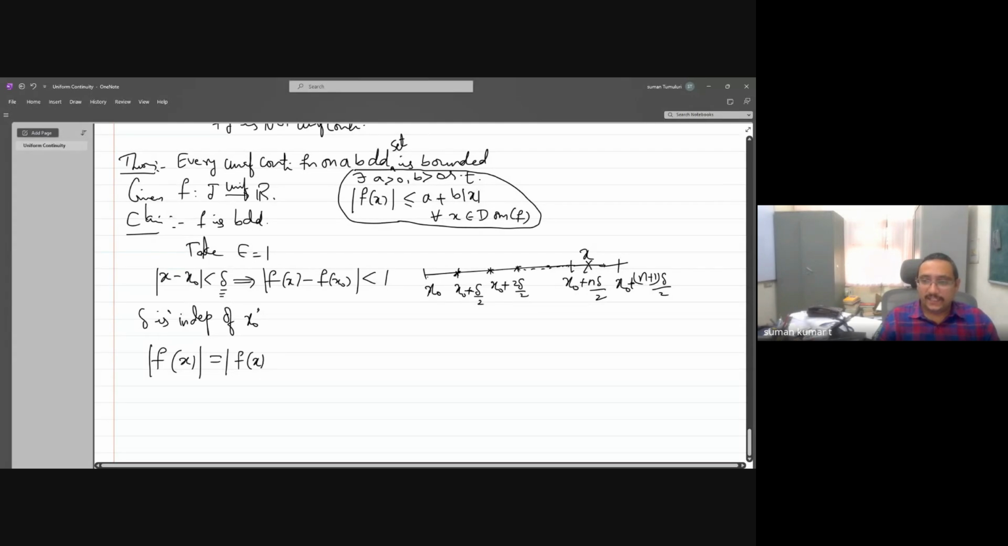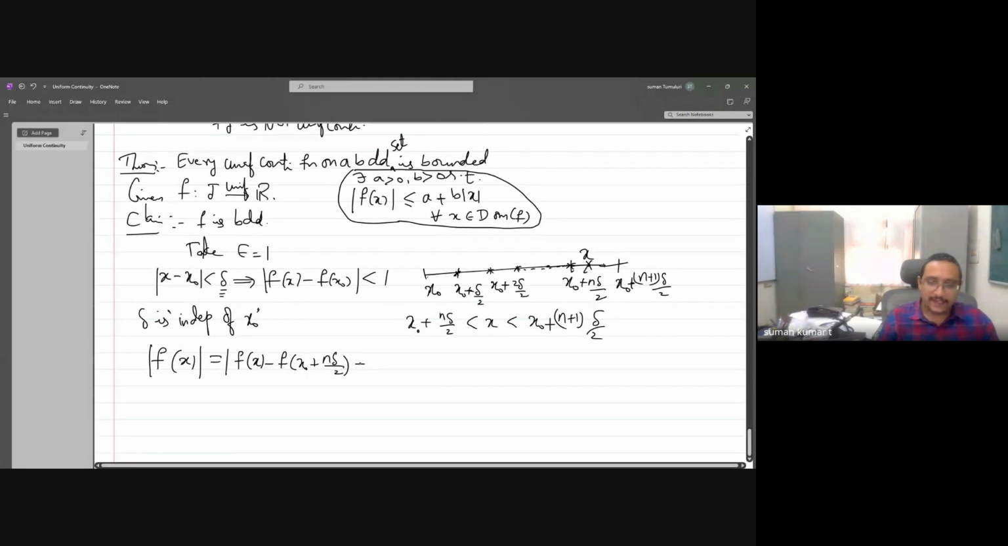Every element in the domain should be in one of the intervals, either in the first interval or second interval or third interval, and so on. Let us assume that it is in the n plus 1th interval: x naught plus n delta by 2 is strictly less than x, which is less than x naught plus n plus 1 into delta by 2. So I start with this x and then keep adding the missing points, these nodes. If I am at x, the previous node is x naught plus n delta by 2.